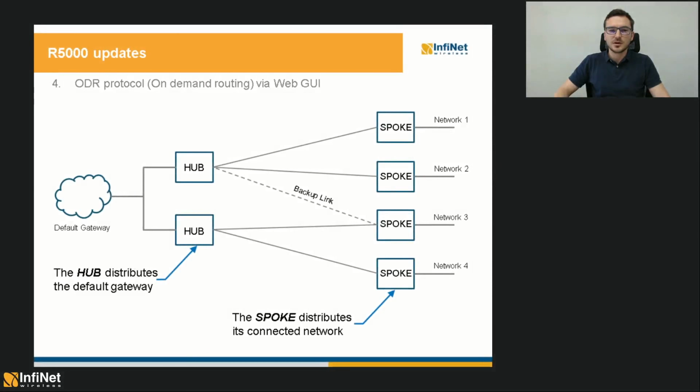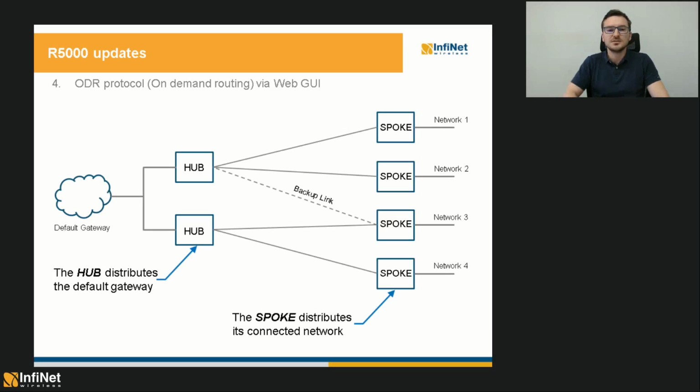Next, I want to talk about the ODR, which can now be configured much more easily via the web interface since version 1.90.29, which is the latest Mint firmware release. First, I must mention that on-demand routing, or ODR, is a structure of the Mint protocol. It provides dynamic routing capabilities in stub networks without the use of any routing protocol.